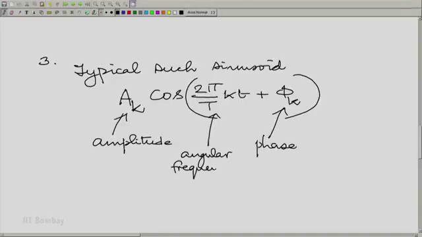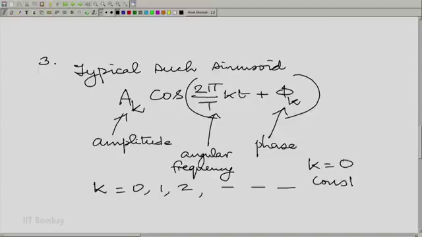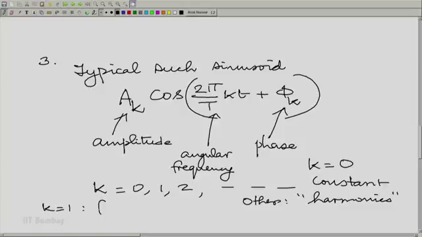Now, we must consider k equal to 0, 1, 2, etc. k equal to 0 is essentially a constant waveform, a sinusoid of frequency 0, and the others are all what are called harmonics. The first harmonic, with k equal to 1, is often also called the fundamental or the fundamental frequency, and the others are called higher harmonics.